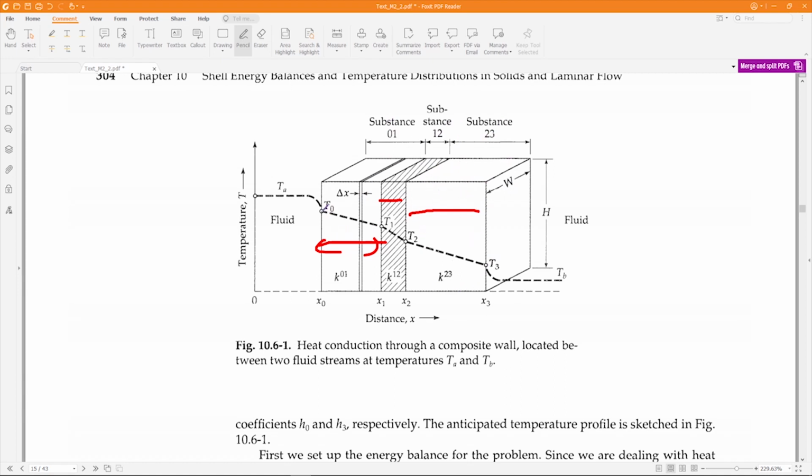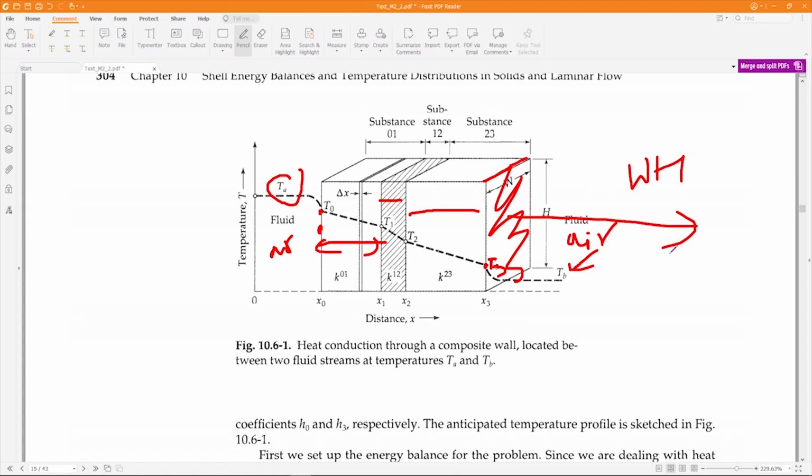Now, this surface is at temperature T0. And there is a fluid here, some air, with temperature TA, the ambient temperature. At this surface, the temperature is maintained as T0. And at the other surface, the last surface, the temperature is T3. And there is a fluid like air, and the temperature is TB. The dimension of the block is like this: width is W, height is H. So you can find the area as WH, right? This is the direction of heat, because heat flows from higher to lower temperature. So heat flux always happens from higher temperature to lower temperature.